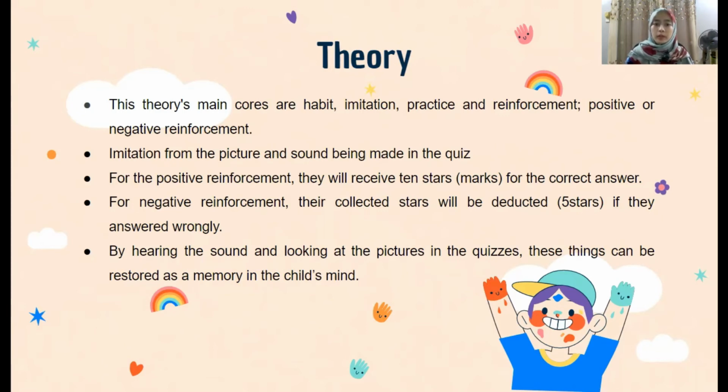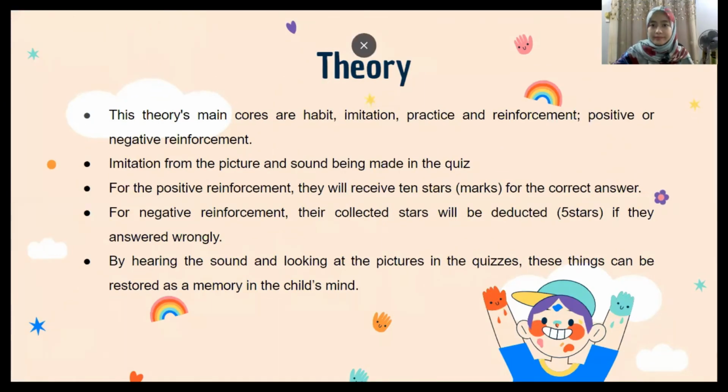By hearing the sound and looking at the pictures in the quiz, this can be stored as a memory in the child's mind. Even though the child doesn't see any cat around them, whenever they hear the meow sound, they will automatically know that there is a cat around. Something like that. So, moving on to the next slide.